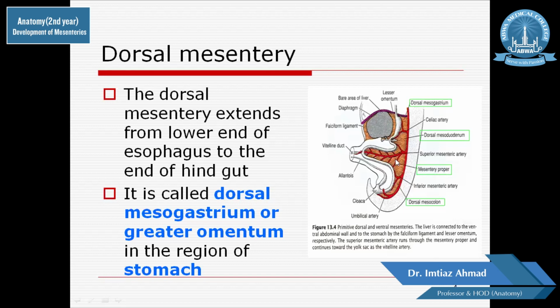This dorsal mesentery is called the dorsal mesogastrium, or greater omentum, in the region of the stomach. So in the region of the stomach, the dorsal mesentery is known as the dorsal mesogastrium or greater omentum.